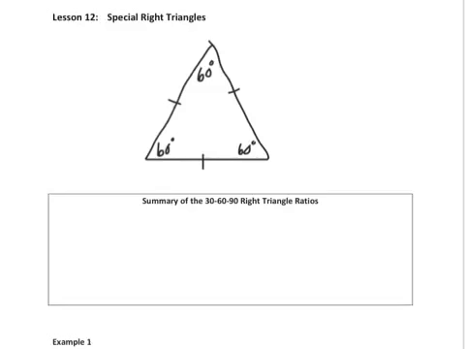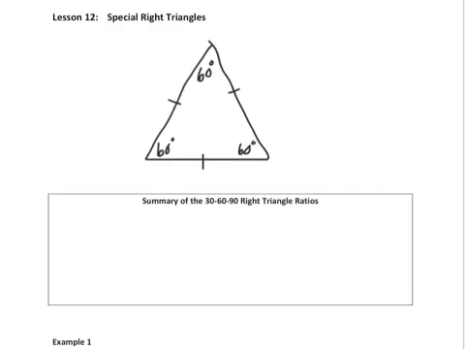In this lesson, we're going to develop the ratios of two special right triangles. And you're going to find that in future courses, you're going to be using these two types of triangles over and over again. So it's a pretty important thing to get down. The first one we're going to talk about is what's called the 30-60-90 right triangle. And we're going to set that one up and talk about some ratios with it.